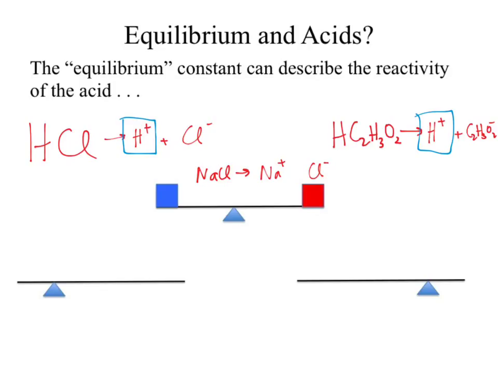It's the H+. But both HCl and acetic acid give you H+. Why do you not care about the acetic acid, but you do care about the HCl? There's more hydrogen ion in the HCl. Why?